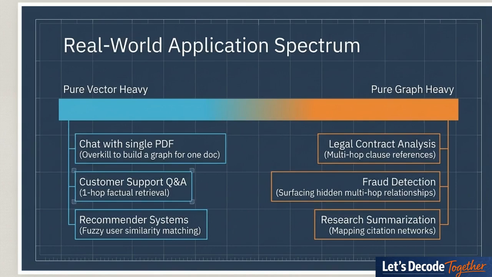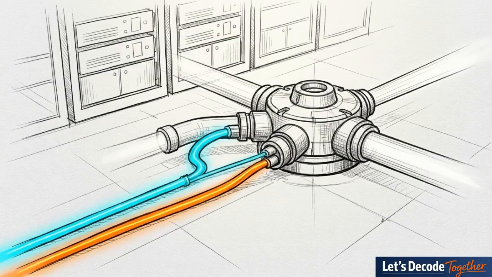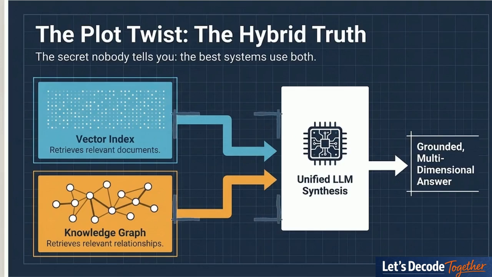Panning right shows graph-heavy applications. If your application demands multi-hop reasoning, GraphRAG is necessary for tasks like legal contract analysis and fraud detection. For complex enterprise systems, the most effective applications run both architectures in parallel. This diagram illustrates a hybrid setup where both databases run in parallel.